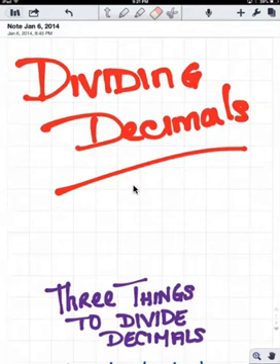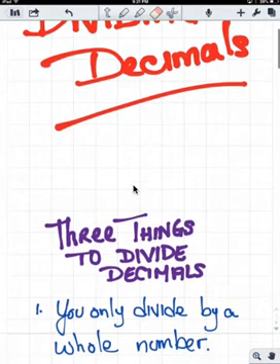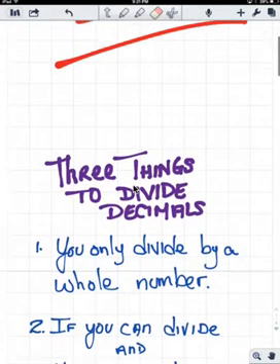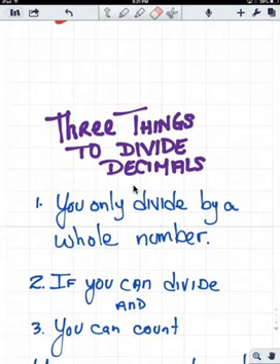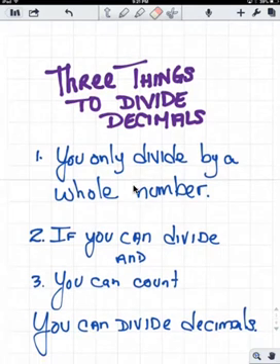In this lesson, we're going to go over dividing decimals. And the first thing we need to know about dividing decimals, well, there's three things we need to know about dividing decimals. The first thing is that we only divide by a whole number. Our divisor, when we do the division, has to be a whole number. The second thing, if you can divide and you can count, well then, just like multiplying, you can divide decimals. Okay, so we're going to go over all this in this video today and go over how to divide decimals.